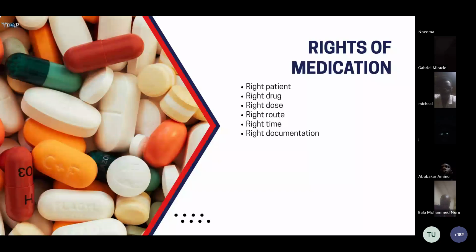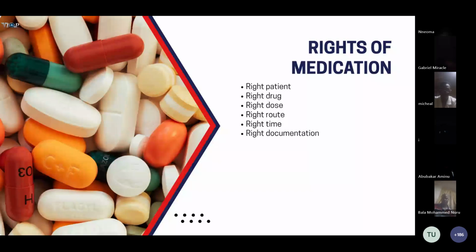You are documenting: at this time, I gave the person epinephrine; at this time, I did CPR; at this time, I did this. Because anything not written is not done. Let's say you're trying to defend yourself: I did this for the person. Okay, where did you write it down? Let me see where you wrote it down. I didn't remember. Nobody will hear that. So ensure that you do the right documentation.